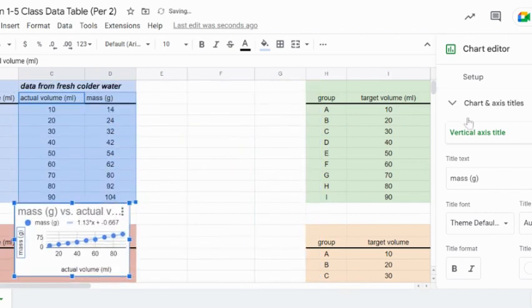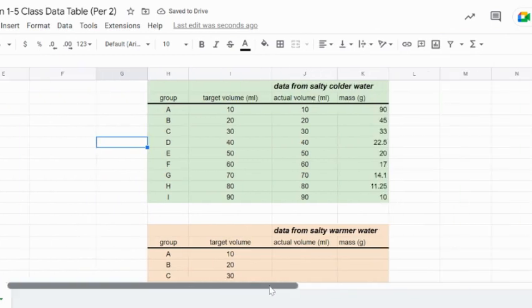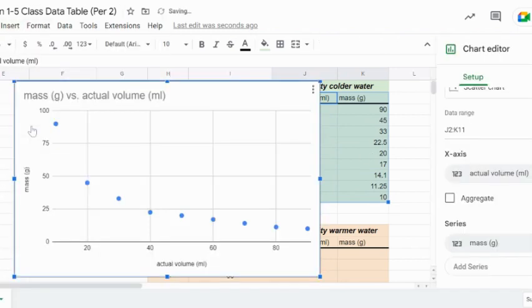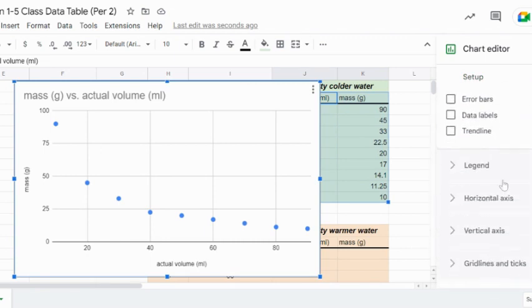Let me show you another example. And I'm going to use this data over here. And I'm going to, again, use just these two columns. I'm going to highlight it. I'm going to go to Insert Chart. And here's this. Now, again, I'm going to have the trend line. So I'm going to go to Customize, Series. I'm going to insert the trend line.